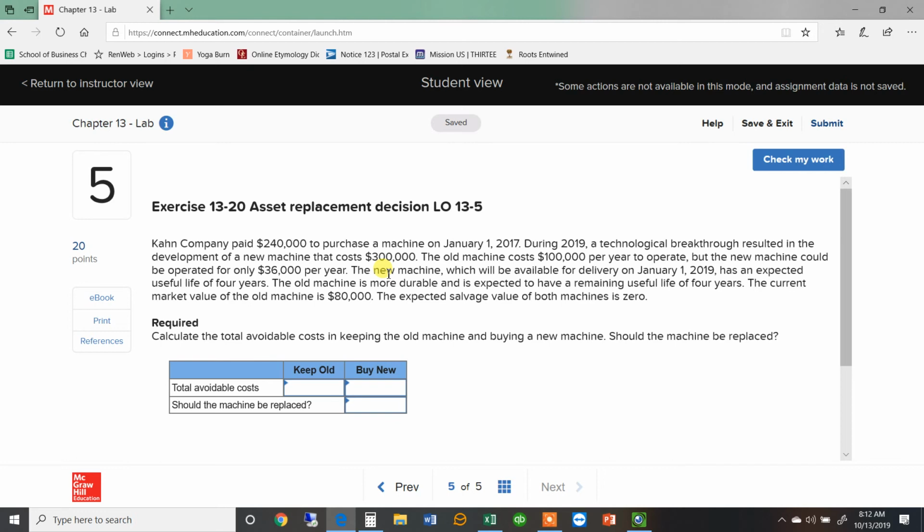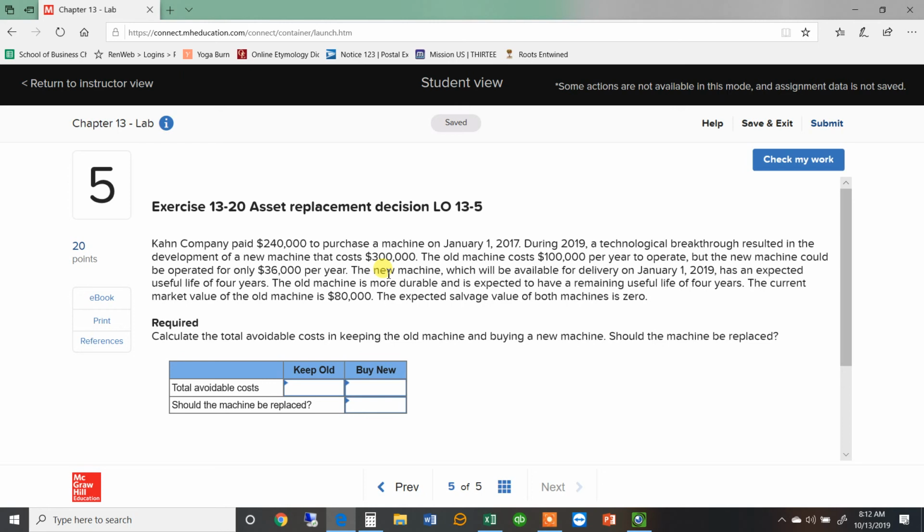The old machine cost $100,000 a year to operate, but the new machine could be operated for only $36,000 a year. The new machine will be available for delivery on January 1st, 2019 and has an expected useful life of 4 years. The old machine is more durable and is expected to have a remaining useful life of 4 years. The current market value for the old machine is $80,000. The expected salvage value of both machines is $0.